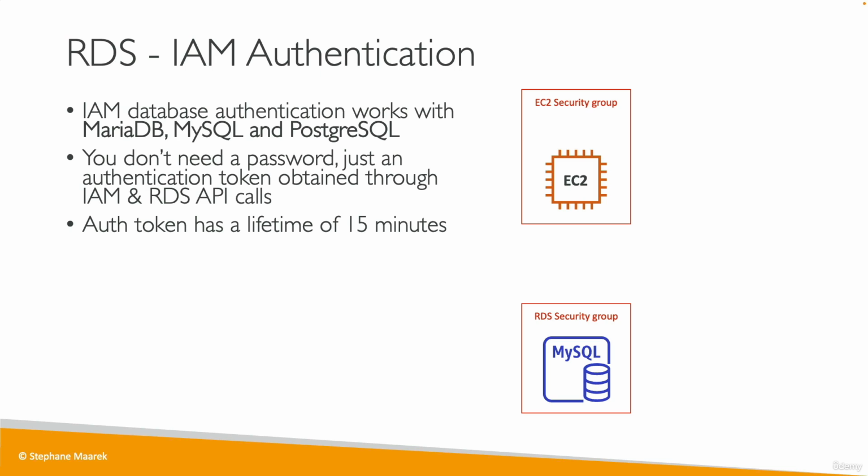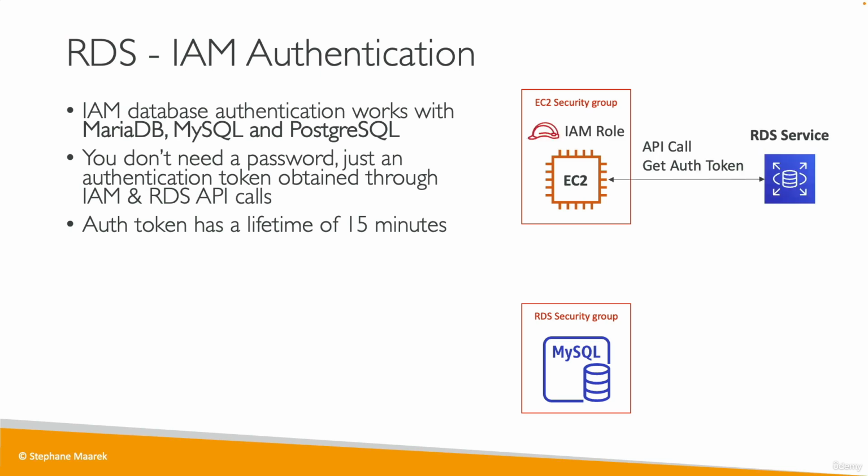Well, for example, let's say we have an EC2 instance with the proper IAM role that allows us to get an auth token from the RDS service by doing an API call to AWS. Then using this auth token on an SSL encrypted connection, we can connect to the database. And of course, security groups must be properly configured.